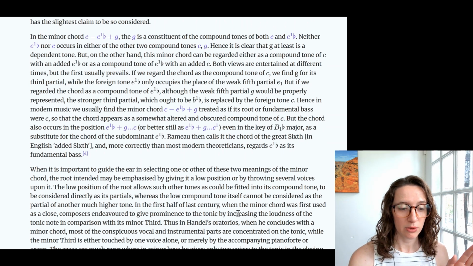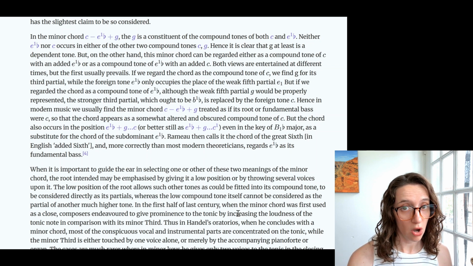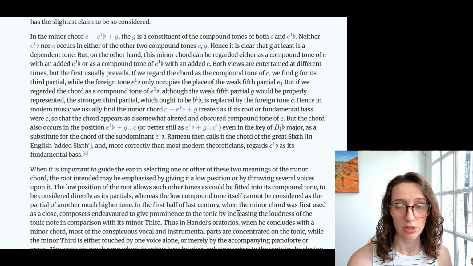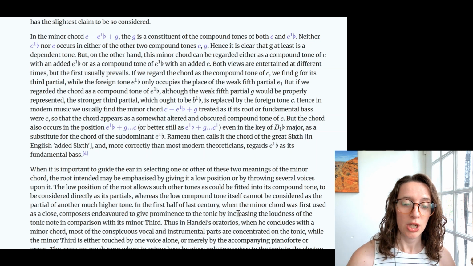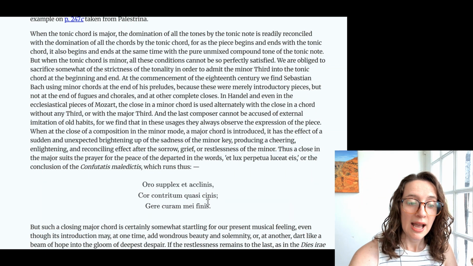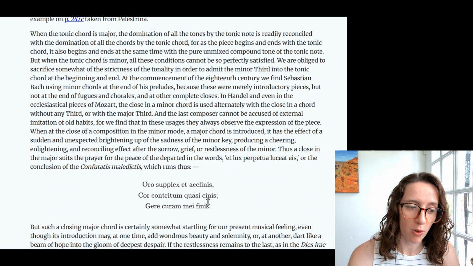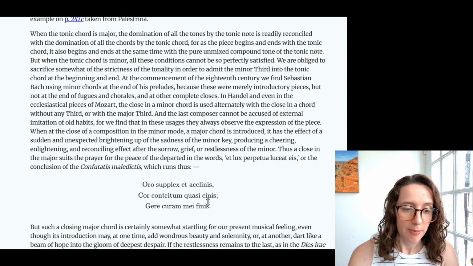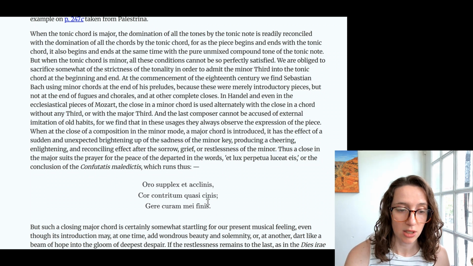It could be the compound C with an addition of the E flat, or the compound E flat with an addition of the C. And it's to this ambiguity, along with foreign combinational tones, that Helmholtz attributes the disinclination of older composers to close with a minor chord. At the commencement of the 18th century, we find Sebastian Bach using minor chords at the end of his preludes, because these were merely introductory pieces, but not at the end of fugues and chorales and other complete closes.